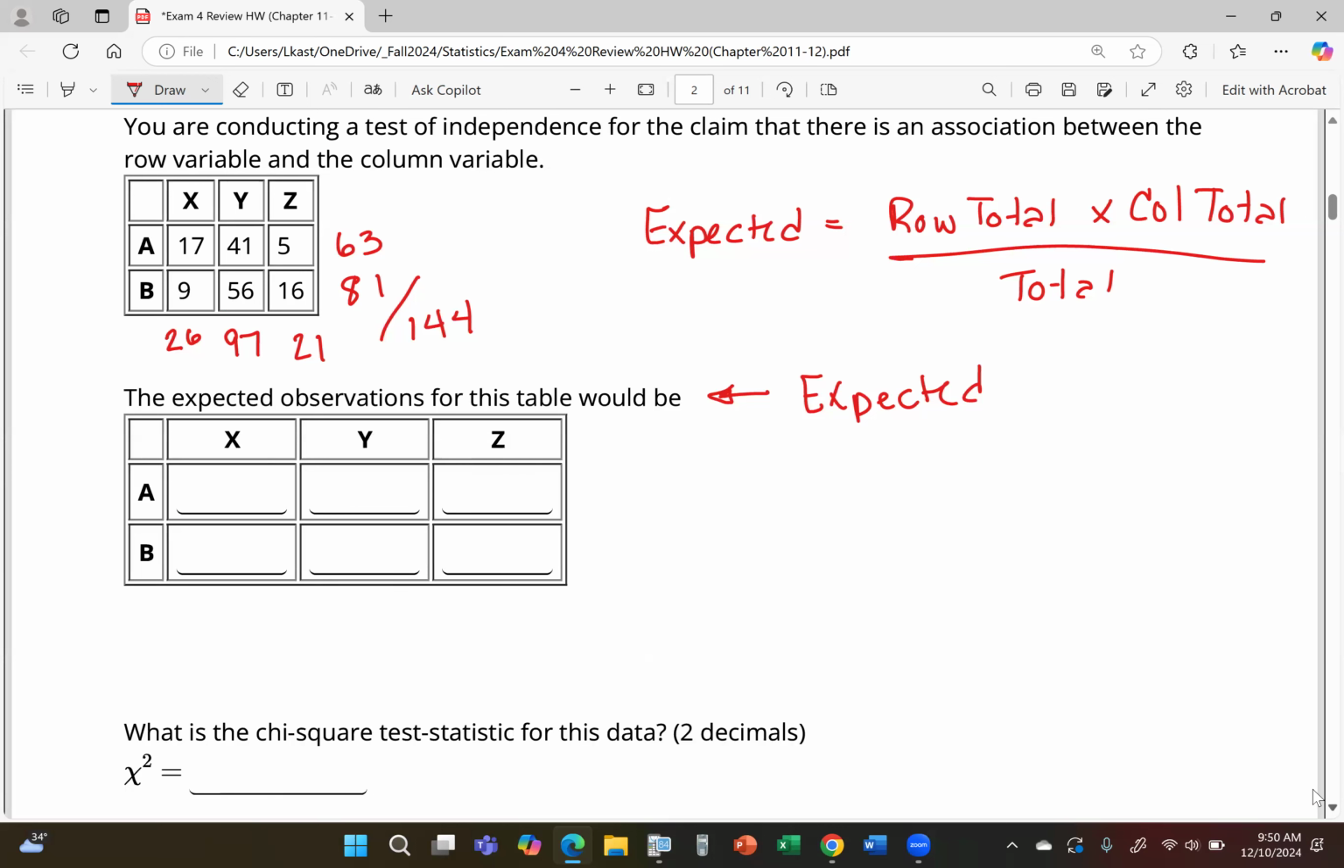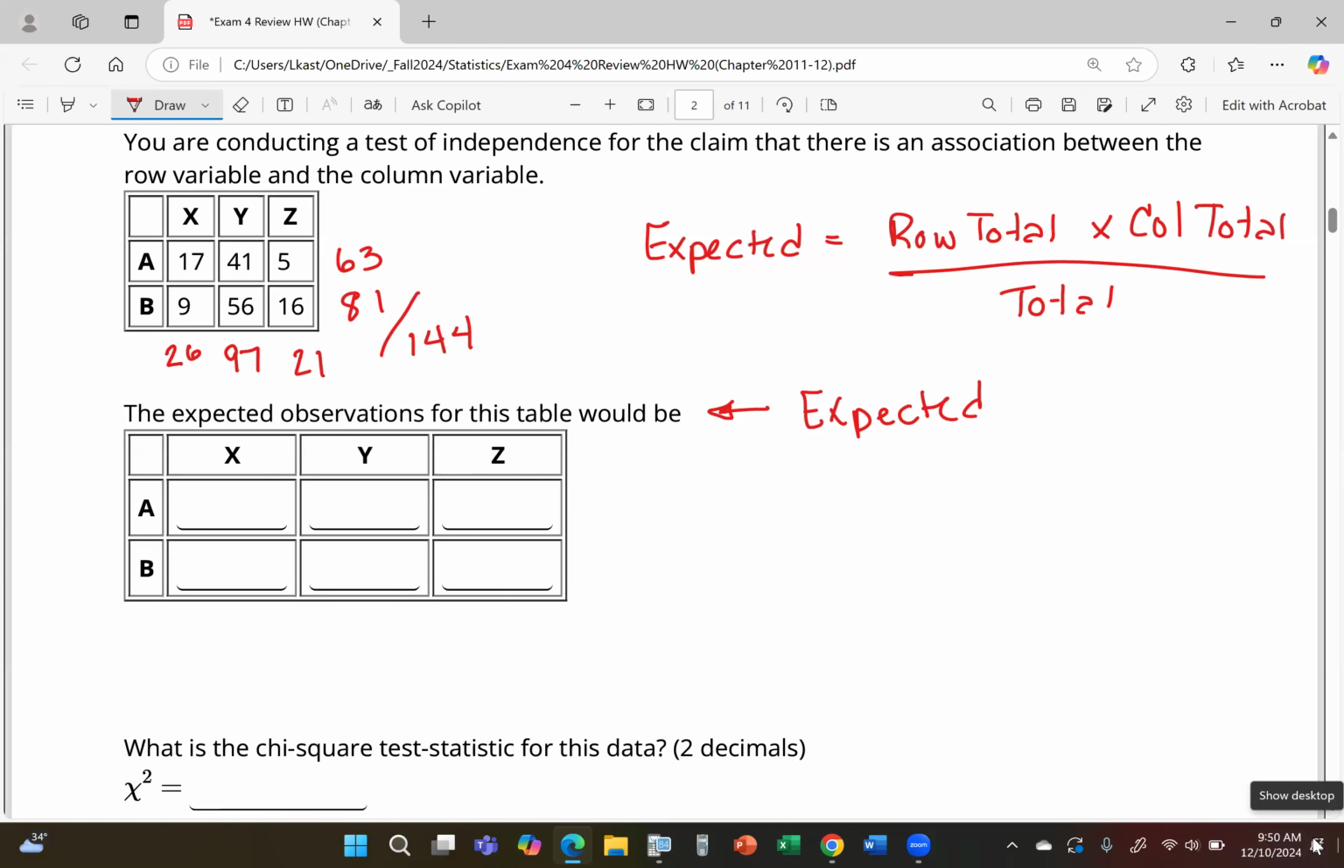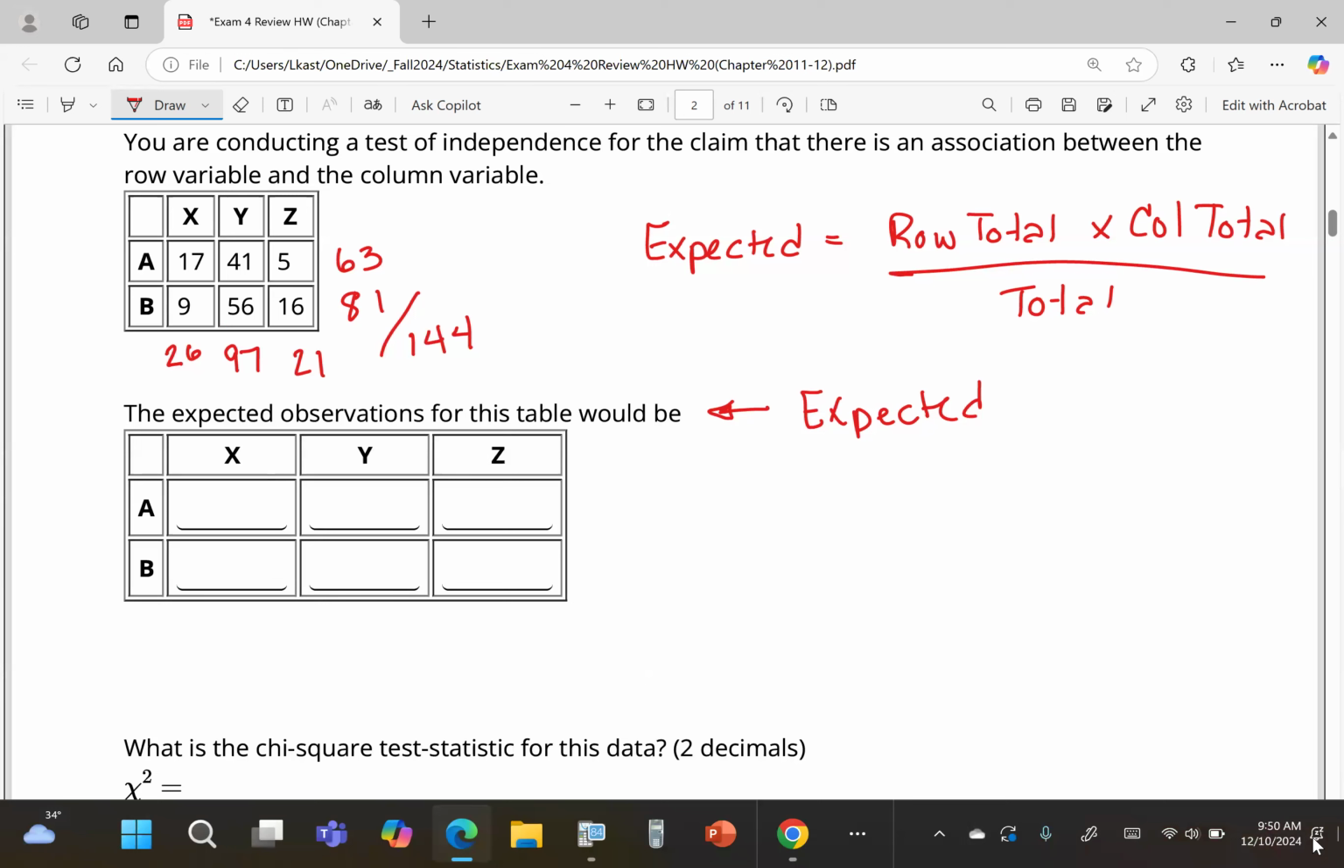So this would be 11.38 rounded off to 2 decimal places. This would be 42.44. This would be 9.19, 14.63, 54.56, and 11.81. All right, so now we're going to calculate the chi-squared test statistic, and we're going to let the calculator do that for us.